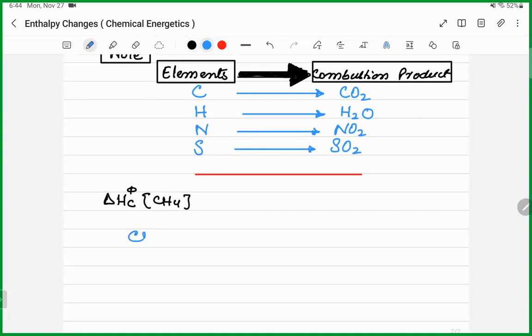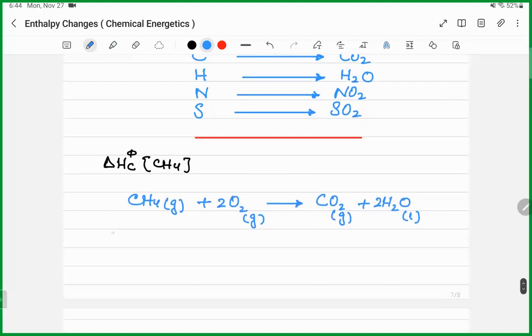So you have to write 1 mole of CH4. It's in a gas form. It's a methane gas reacting with oxygen, forming. What should be the combustion product? क्या प्रोडक्ट्स होंगी? Yes, because of carbon dioxide, because of hydrogen, water. So CO2 यहाँ 2 लगाएंगे and H2O यहाँ 2 लगाएंगे. This equation is balanced.